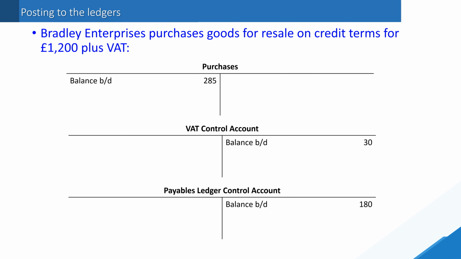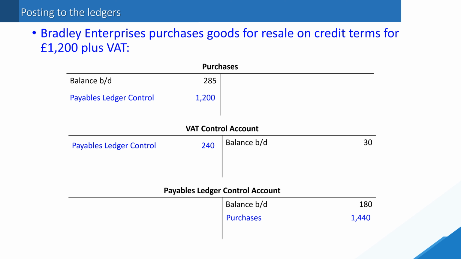Those three accounts already have balance brought down values in there, and those balance brought down values are taken from the trial balance we've previously seen. When we record a credit purchase, we debit the purchases account to recognise the value of the purchase. We debit the VAT account because this records the amount of VAT that is reclaimable. And we credit the Payables ledger control account with the total amount of the purchase because it's the total value the business owes. This is the liability the business has for the goods plus the VAT.